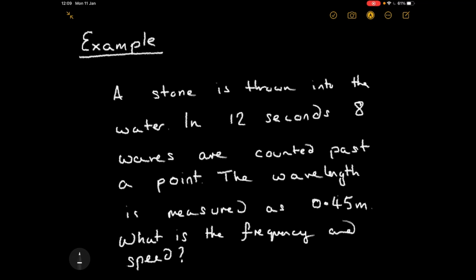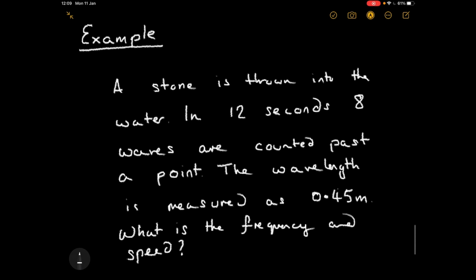Here's the example. We've got a stone that's thrown into some water, and in 12 seconds, 8 waves are counted past a point. The wavelength is measured as 0.45 meters. What is the frequency and what is the speed? You can give yourself a quick go of that if you want. So let's work it out.